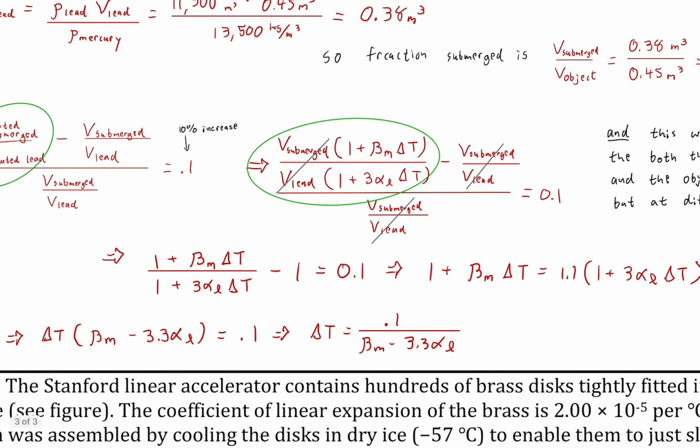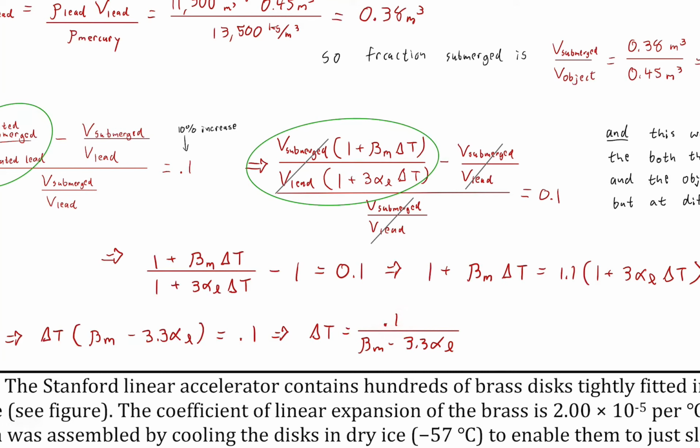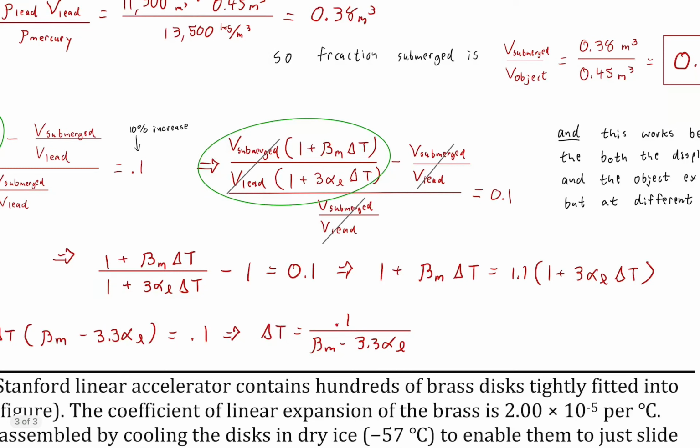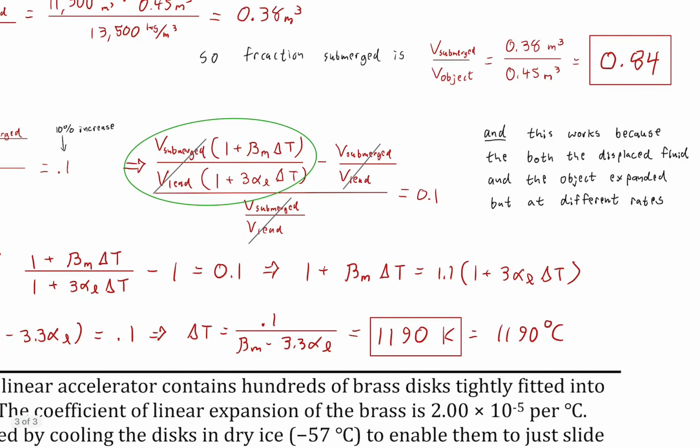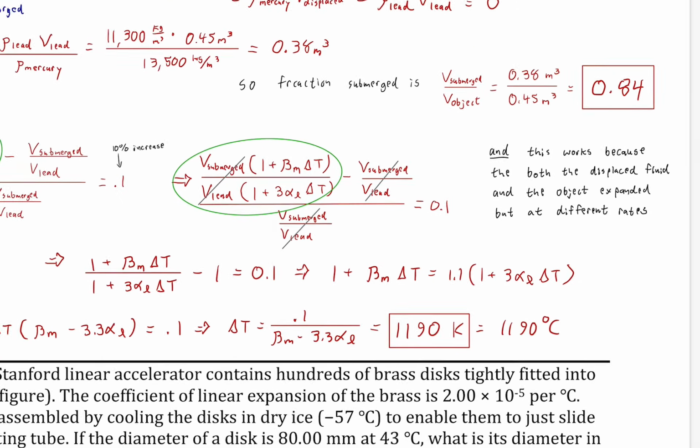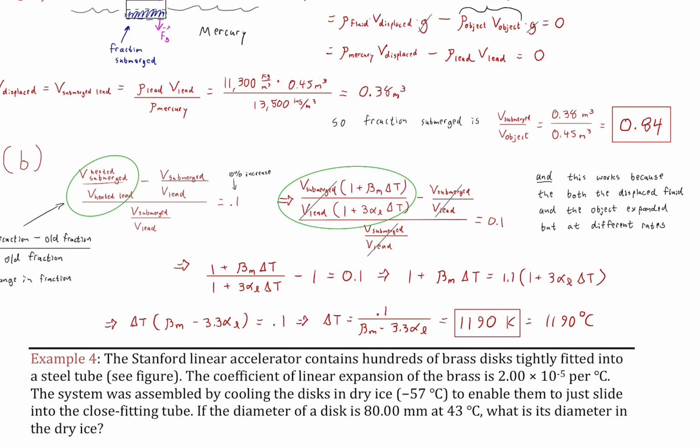So then my change in temperature is going to be the fractional increase divided by basically the change in the coefficients, but the way we factor it out, that's where the 3.3 comes from, because you distributed in the 1.1, okay? All right, and so there we go. This is our answer: 1,190 Kelvin, which is also equal to a temperature change of 1,190 degrees Celsius. So in other words, you'd have to heat up the system by 1,190 degrees Celsius in order for the lead to be sitting 10% lower, floating 10% lower in its mercury lake.